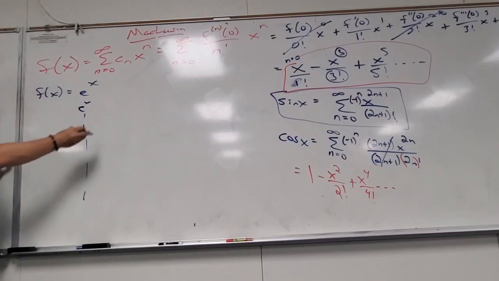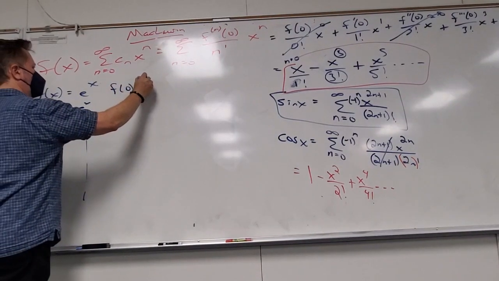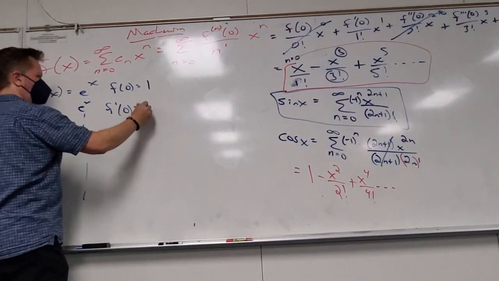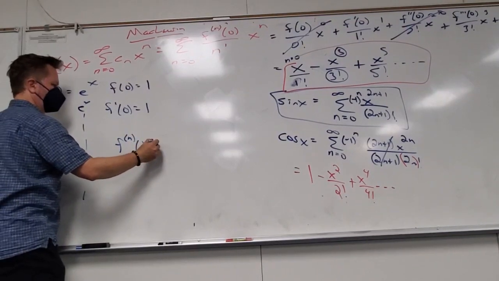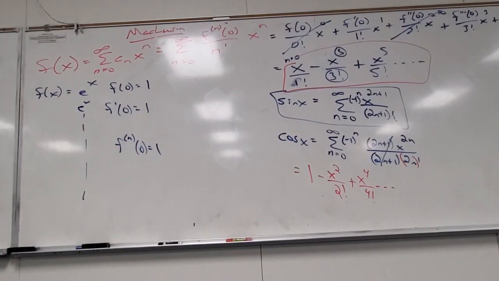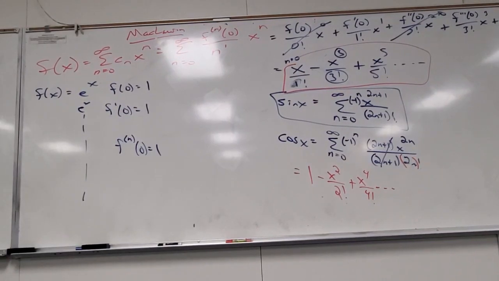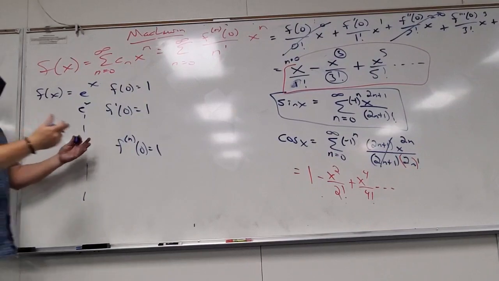So f of 0 is 1. f prime of 0 is 1. The nth derivative of f at 0 is 1. Does everybody agree? e is its own derivative forever, and e to the 0 is 1, so it's 1 forever. That's okay. That pattern is freaking beautiful, right? It's just always 1.